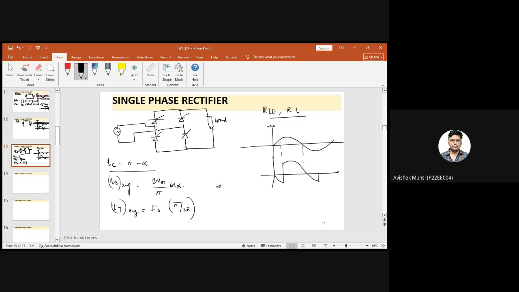If you see from here, the thyristor will conduct from alpha to pi plus alpha. So the total time period is 2 pi and it is conducting for pi time. So it is pi plus alpha minus alpha, that is pi. So that is the trick to remember: the average is total conduction time by the total time. Okay.